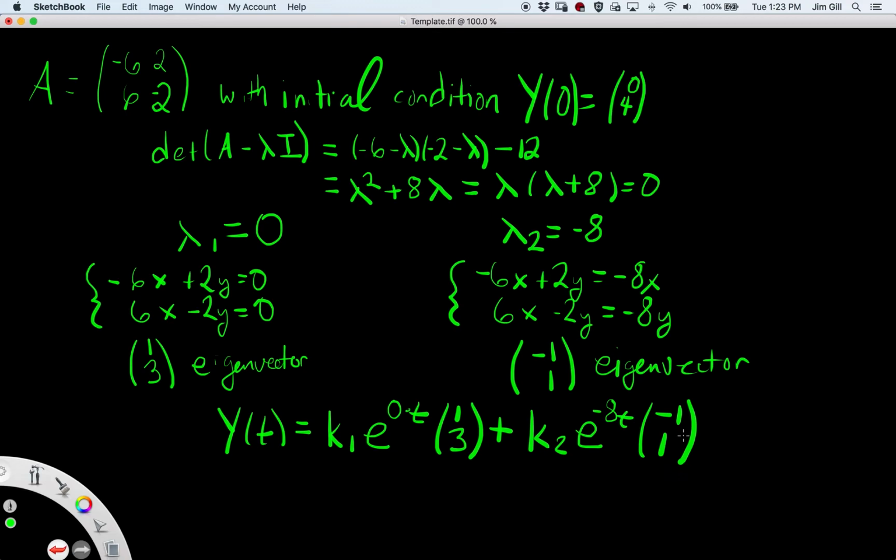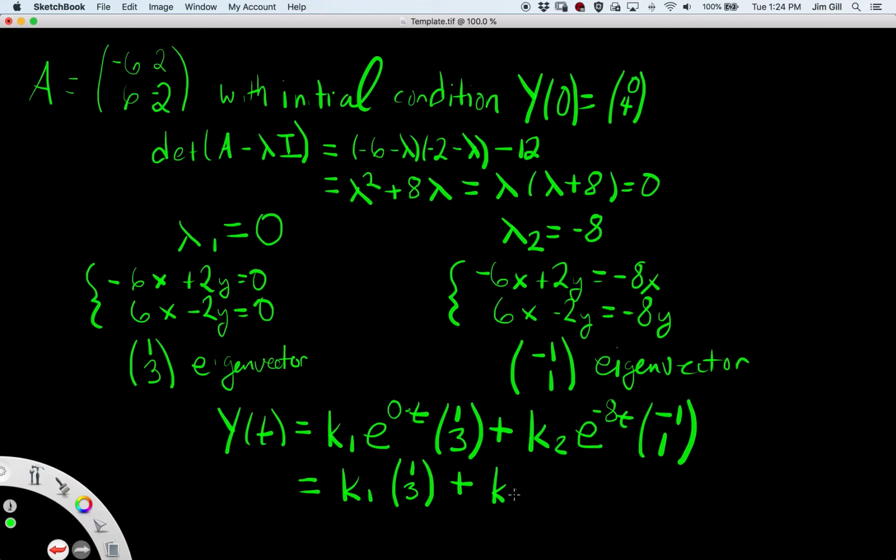Okay, so there's our general solution. And of course, we can simplify this. Note here that the first term is a constant term. It doesn't change over time. That's because an eigenvalue of 0 means that there are non-trivial equilibrium solutions. In particular, x equals 1, y equals 3 is one of those solutions.